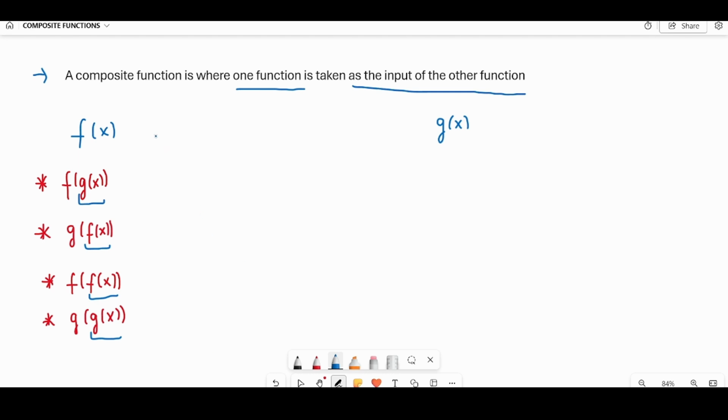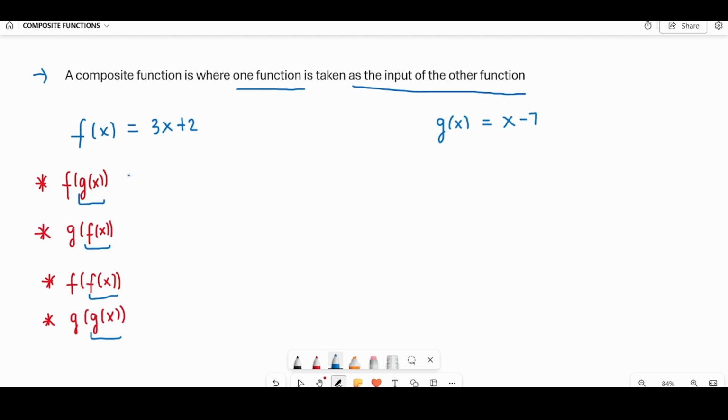Now the next thing we need to understand is how to find the values of these composite functions. So let us define these functions first of all. Let's say that f of x equals 3x plus 2 and g of x equals x minus 7. Again, where x is your input.